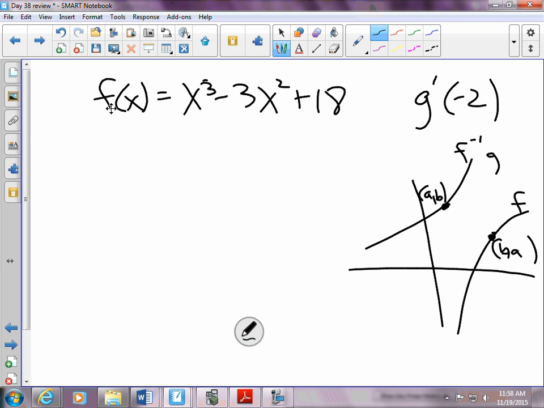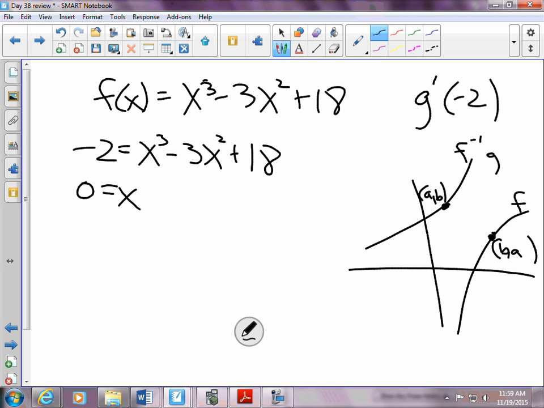So the first step, basically, is if they're asking you to find the derivative of the inverse at negative 2, well, that's the negative 2 over here. That's this x, which means it's the y for the original function. So the first step is you just take the number they give you, the x value, and put it in for y of your original. And then you solve it, and I try to give you ones where you can kind of guess and check.